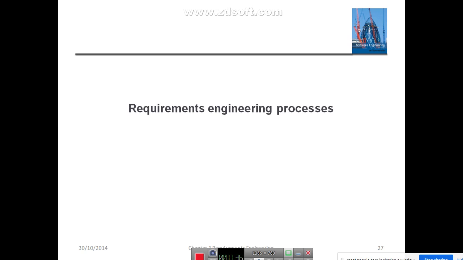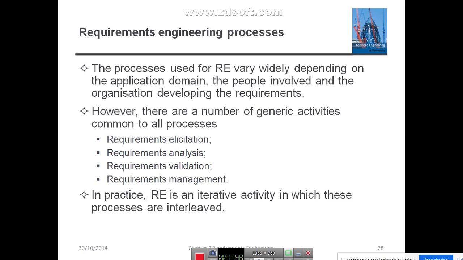But in this requirement engineering process, the activities you are going to include are not fixed for all types of systems. They are going to vary because they depend upon different factors, like the application domain, the people involved, and which organization is developing the requirements. All these things will be considered. So because of that, the processes you use in requirement engineering are not constant. They are going to vary.